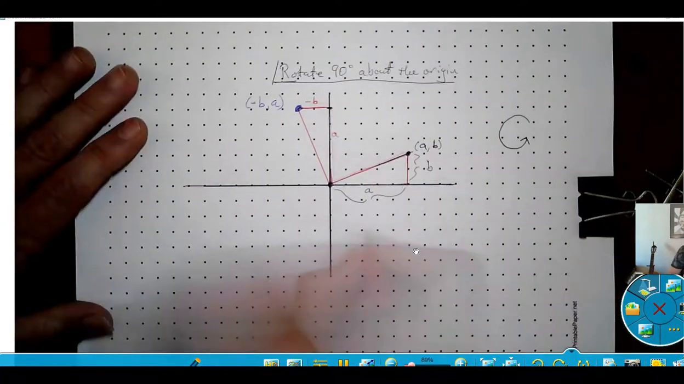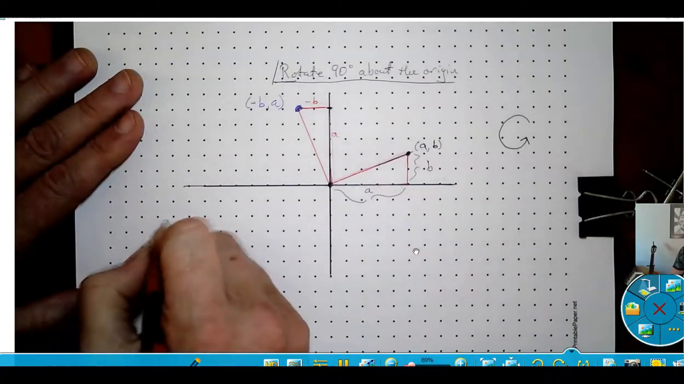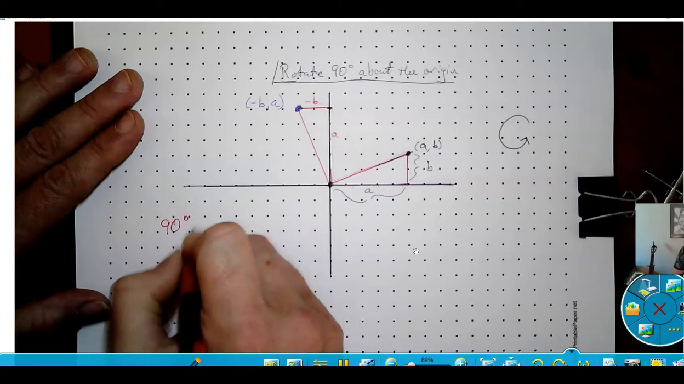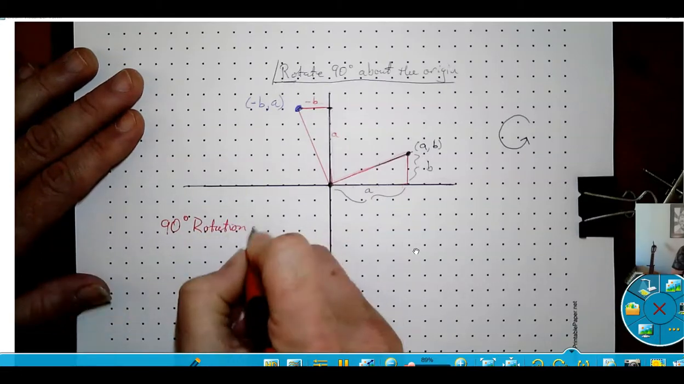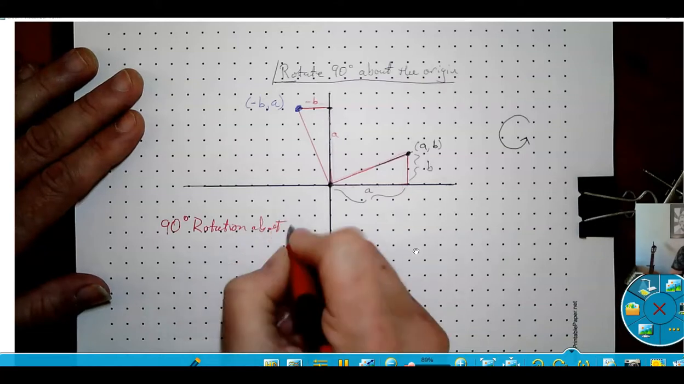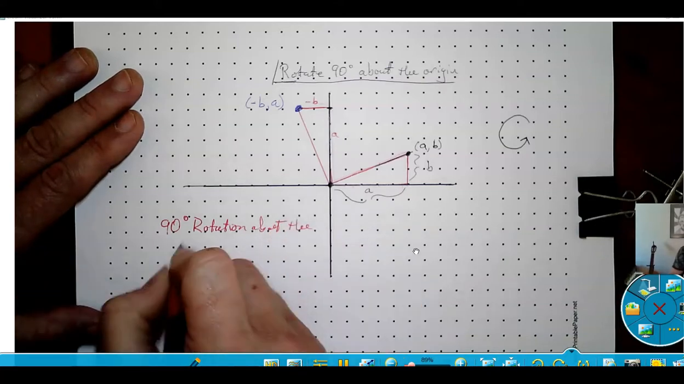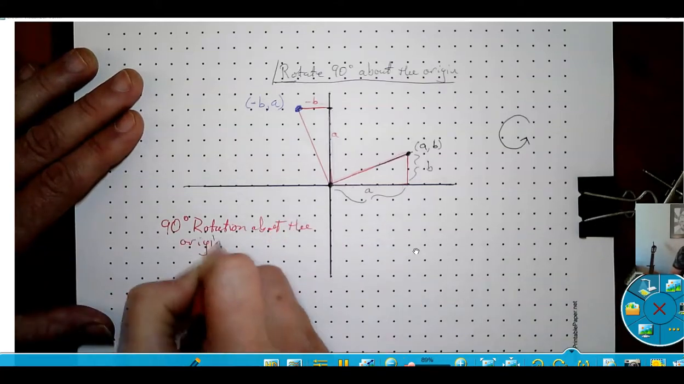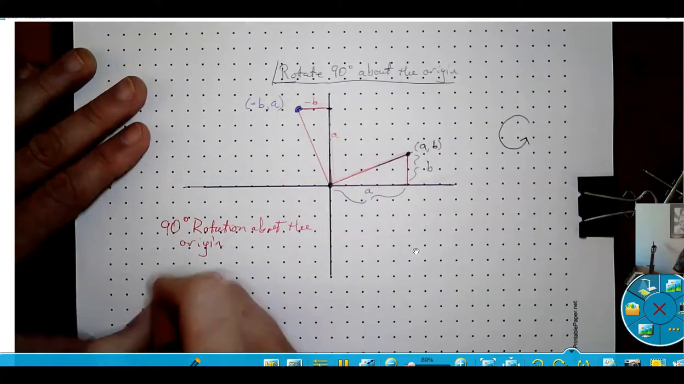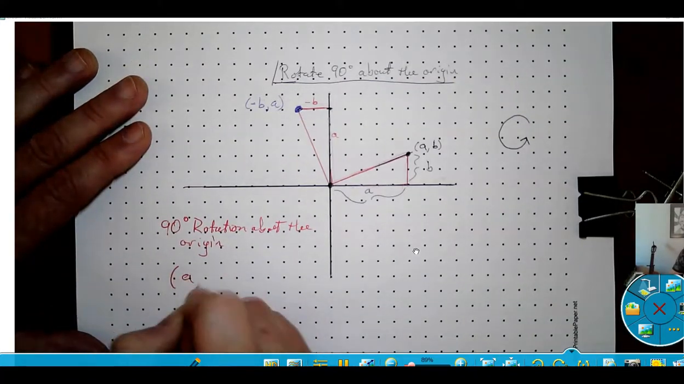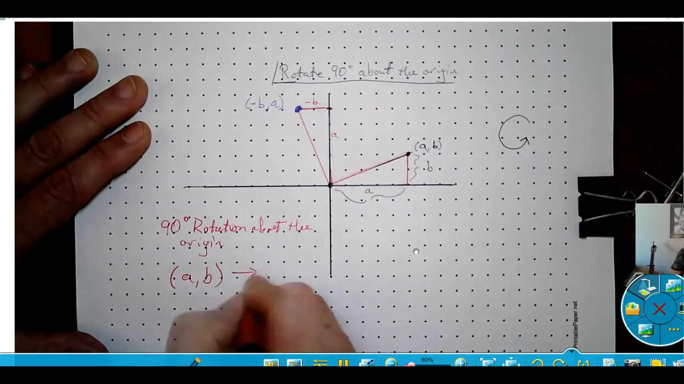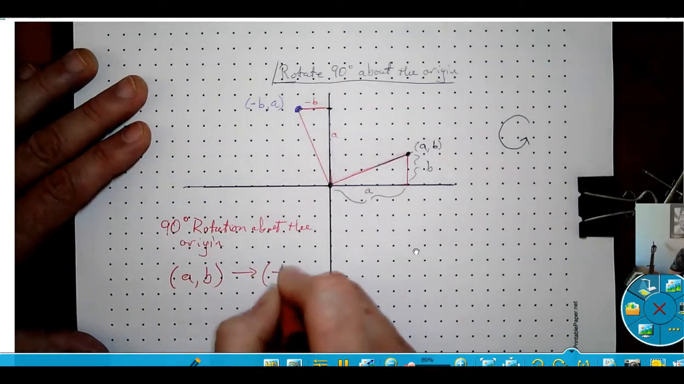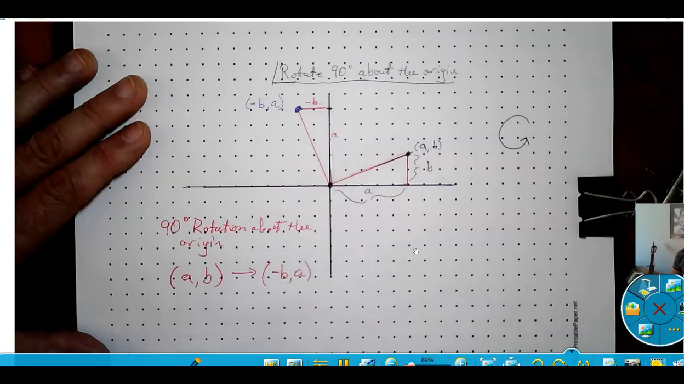Okay, so for a 90-degree rotation about the origin, for coordinates, it looks like this. If you start with the point A, B, it turns into the point negative B, A.